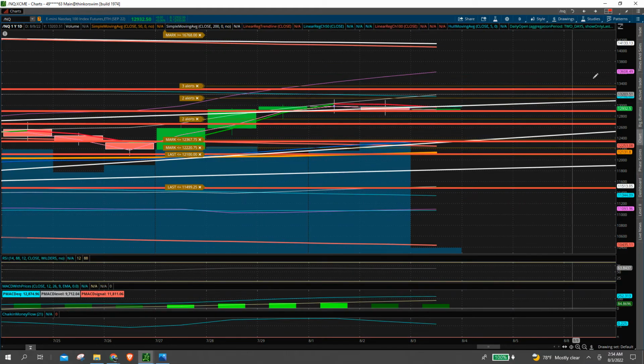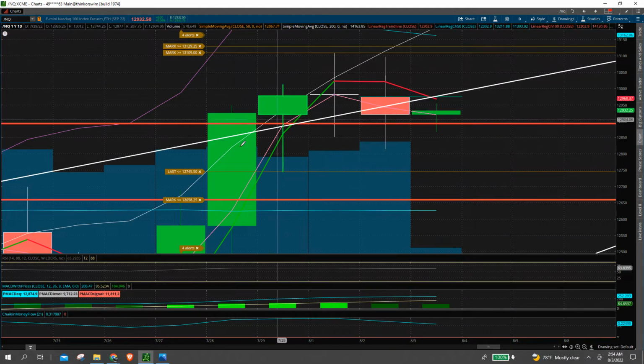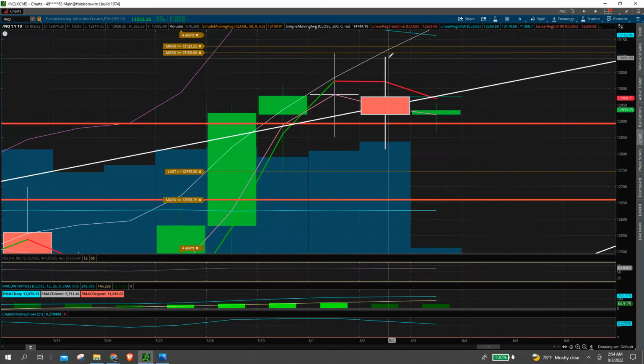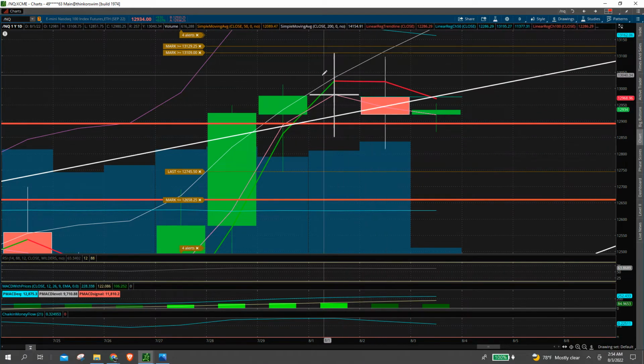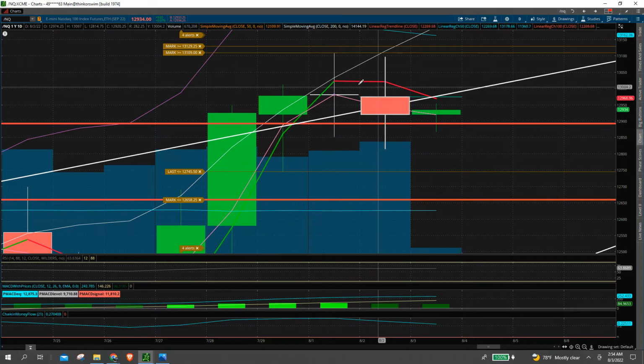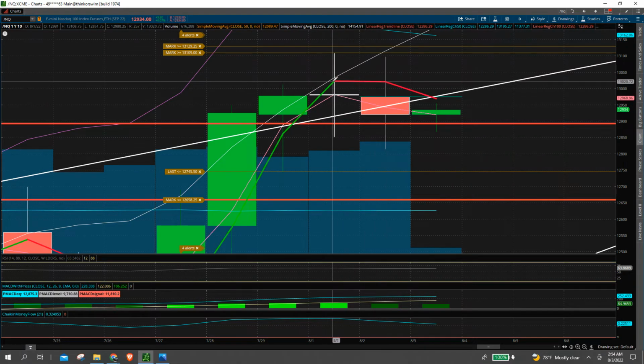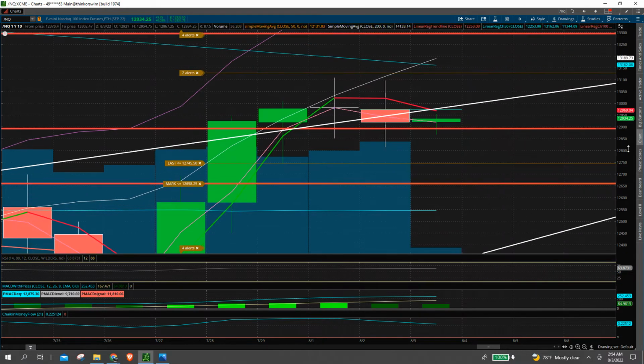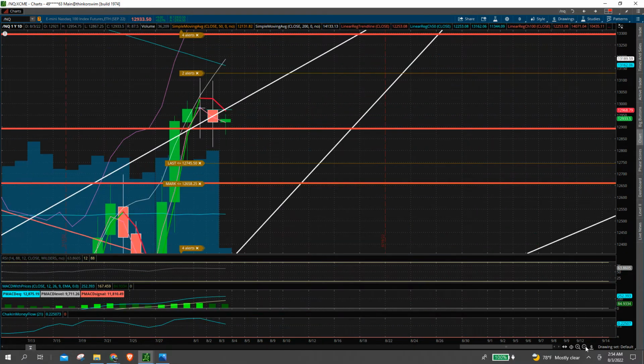But obviously, when we look at it from a daily perspective, we do notice that a top is being formed, right? We have a lower high and a lower low on the daily, with the tweezer tops, which is considered a bearish technical sign, a bearish formation.